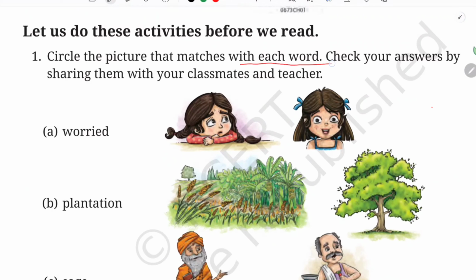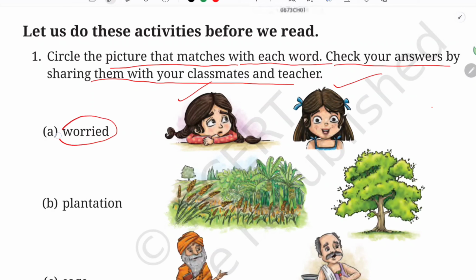Circle the picture that matches with each word. Check your answers by sharing them with your classmates and teacher. When you are looking at these two pictures, picture number 1 and picture number 2, what is the word given here? The word given is worried, isn't it? Which of the girls seems to be worried? This one seems to be very happy, isn't it? So here picture number 1 looks so worried, so we can circle this picture. I hope it is clear.